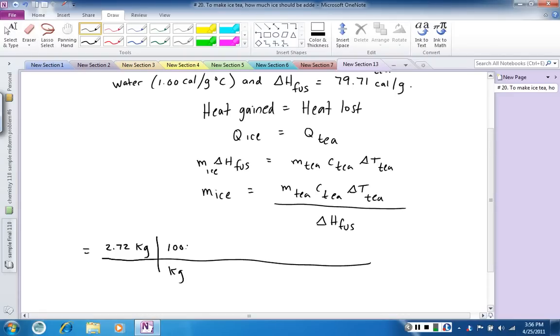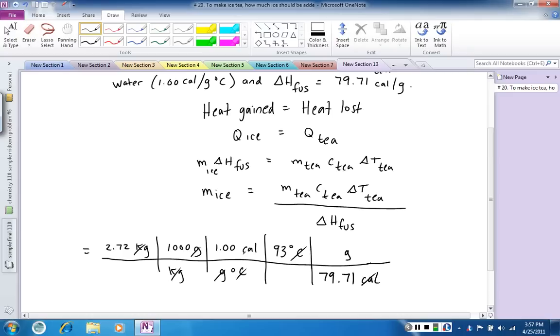1 kilogram equals 1,000 grams. Our specific heat capacity, we already said, is the same as water. So now we're in calories per gram. Our delta T, simply 93 degrees Celsius. We're going from 93 degrees to 0 degrees. So now we're out of Celsius, and our fusion value is 79.1 calories per gram.